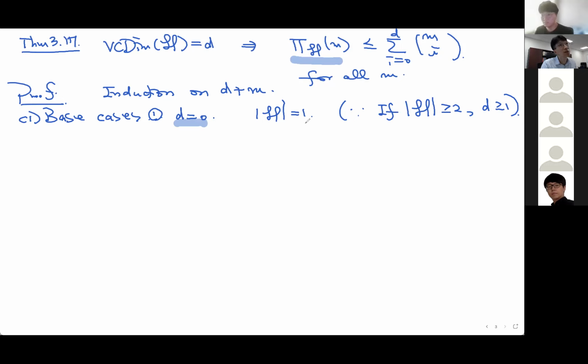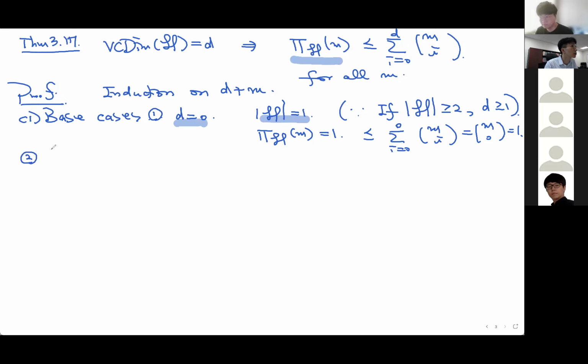If our hypothesis set has size 1, then the growth function of m will always be equal to 1. That's going to be bounded by the sum from i equal 0 to d, in this case 0, of m choose i. Choosing nothing, which is m choose 0, is equal to 1. So that case is true. The key observation is that VC dimension 0 means there's only one hypothesis.